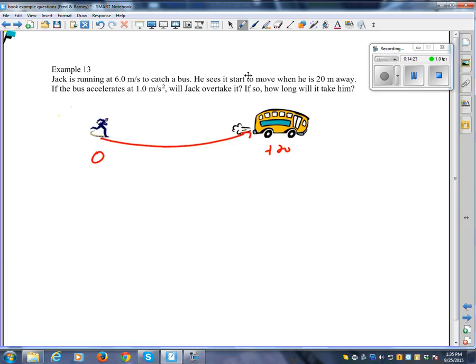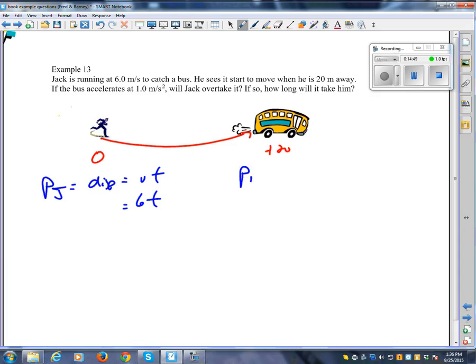And position of Jack is equal to his displacement, right? And Jack is already running at a constant 6, so it's v bar t or 6t. His position is equal to 6t. At 1 second, he's at the 6 meter mark. At 2 seconds, he's at the 12. And that's how Jake figured it out, right? He figured out where he was at each second and where the bus was.